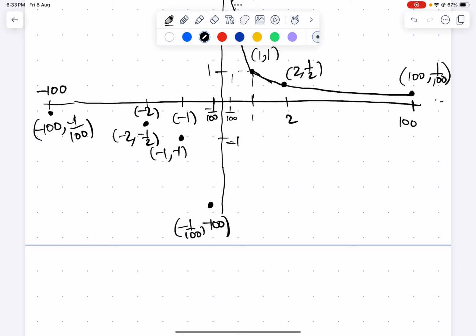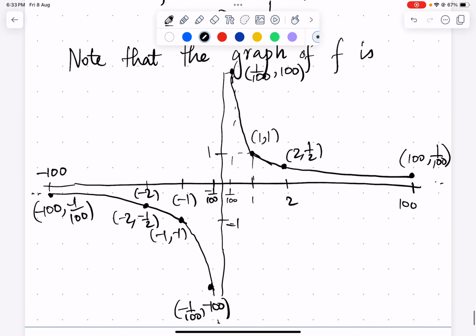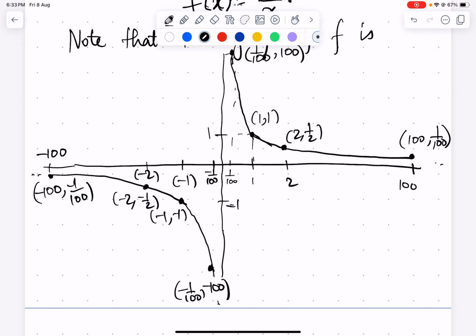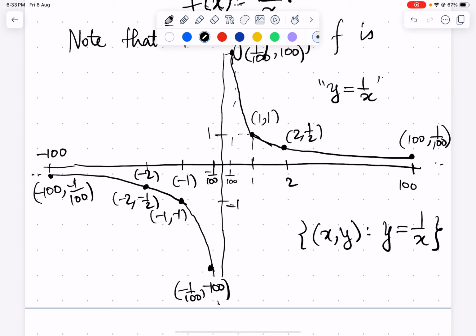So intuitively, this is the graph of the function f of x equals 1 by x. So the graph is just the set of all points x comma y, where the second coordinate y depends on x as 1 by x. So the graph of the function is just y equals 1 by x, the set of all points x comma y such that y equals 1 by x. This is the graph of the function f.